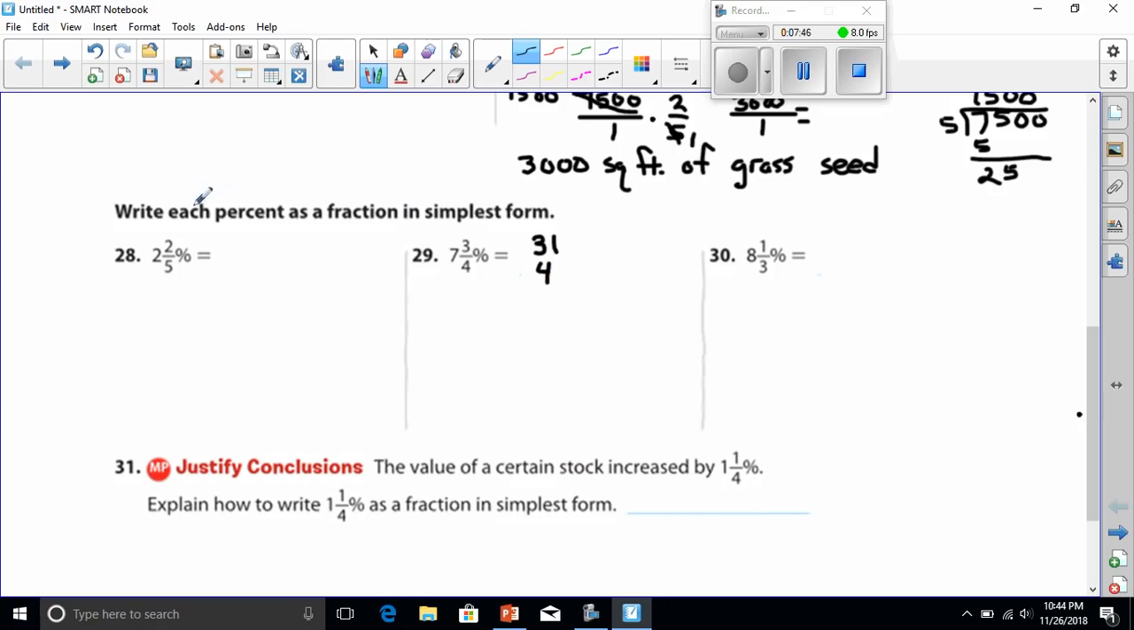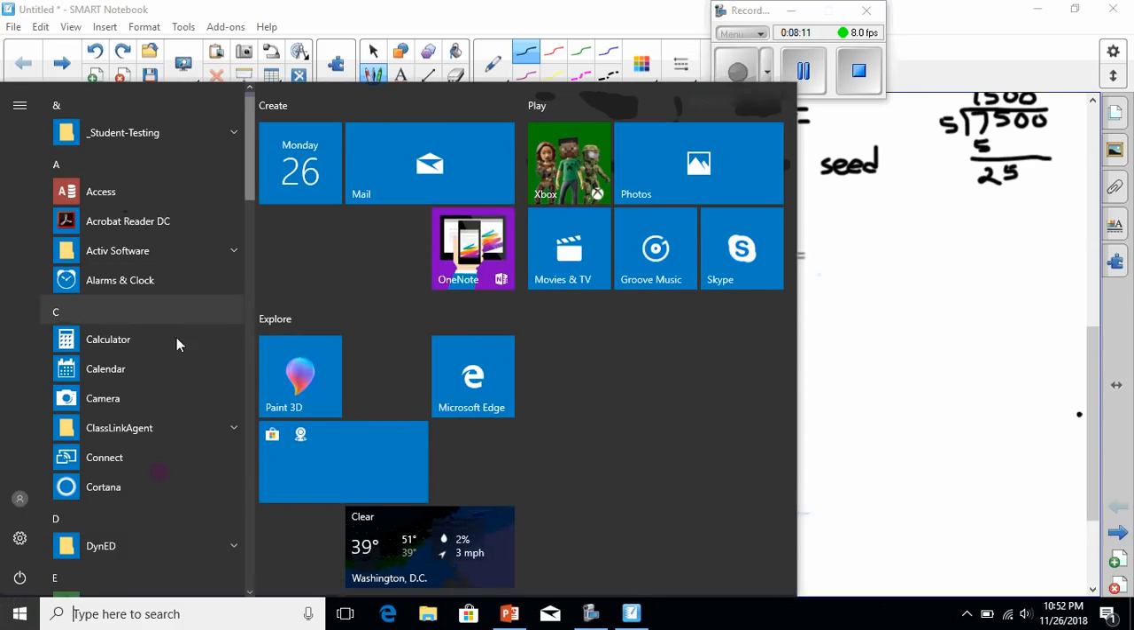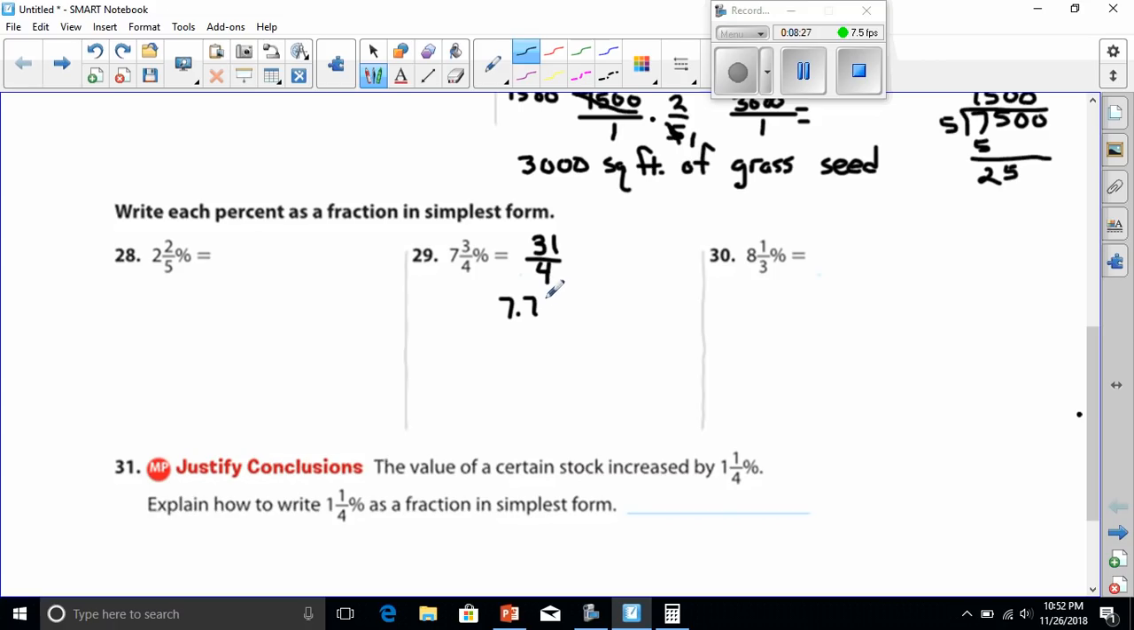Now, in order to turn that percent into a fraction in simplest form, I would have to go ahead and divide this. Let's do that real quick. When we divide 31 by 4, let's see if I can get a calculator here. 31 divided by 4 gives us 7.75. Let's write that down. 7.75. That makes sense because we had 7 over here, and 3/4 is 75%.